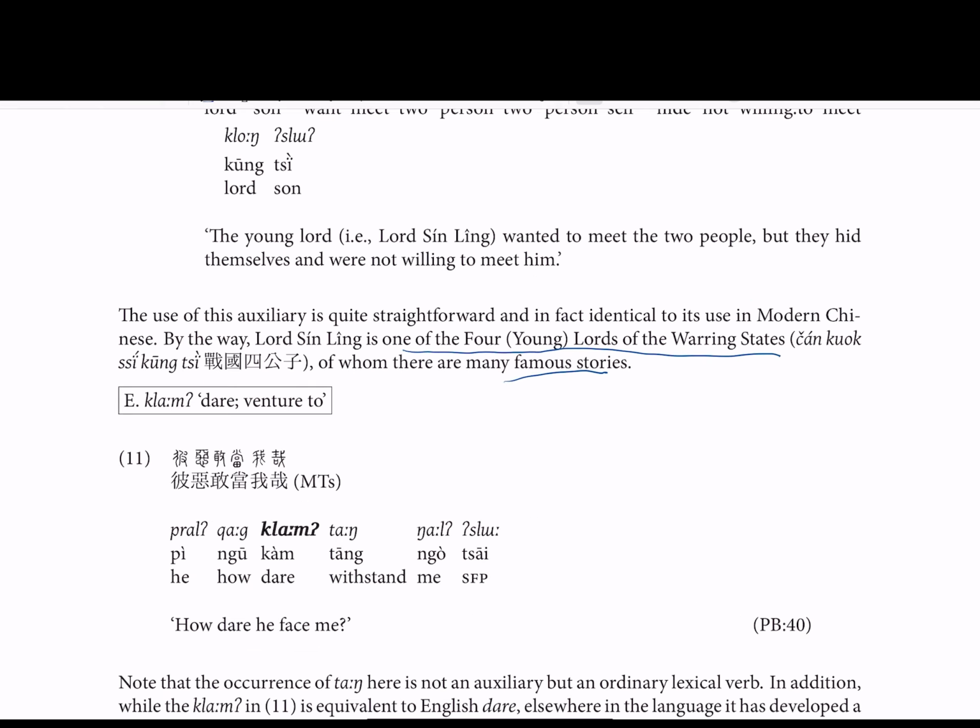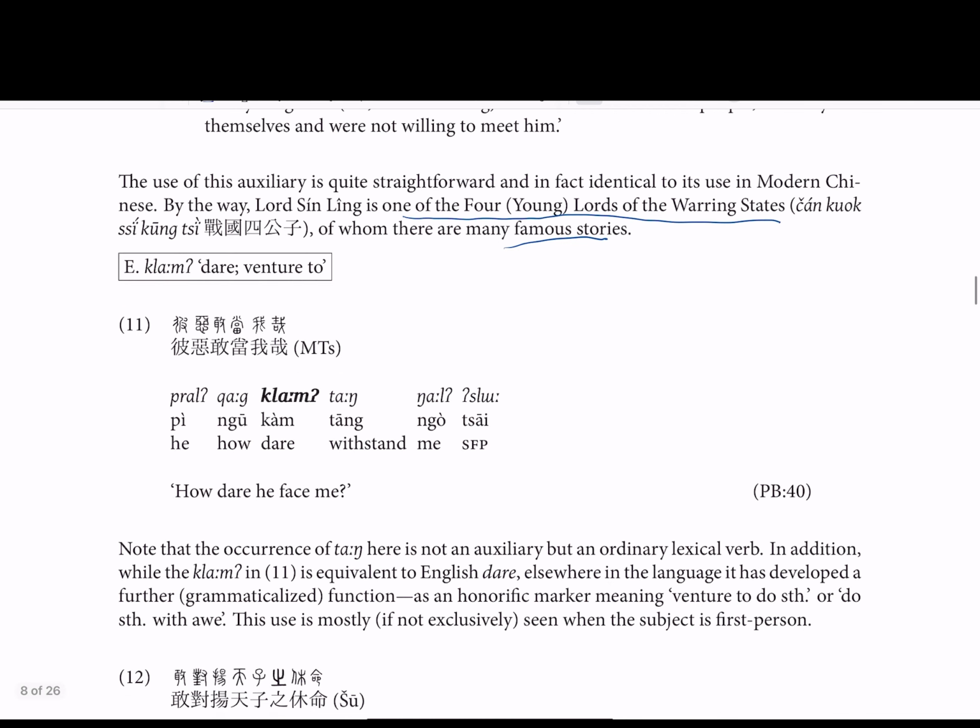The next auxiliary verb we learn is klam, which means dare or venture to. Let's look at the example in 11. Pra kag klam dang ngal slu. He, how dare, withstand me. How dare he face me? Here is the auxiliary klam, the verb withstand. Ngal means me. So that is the auxiliary use of the word klam.